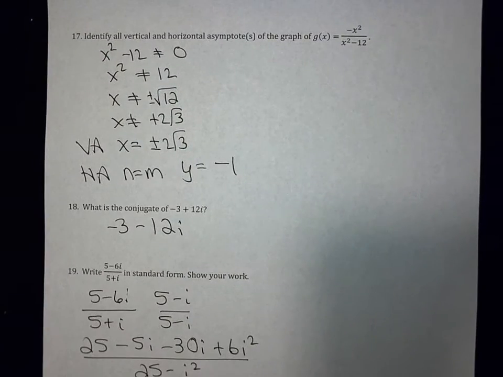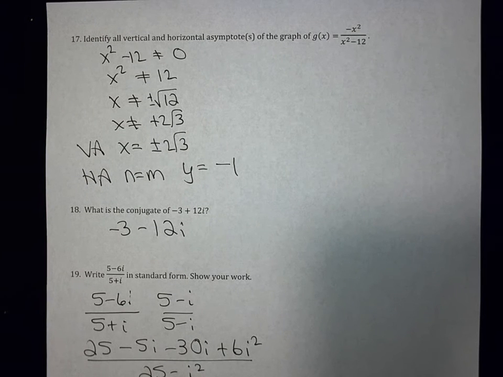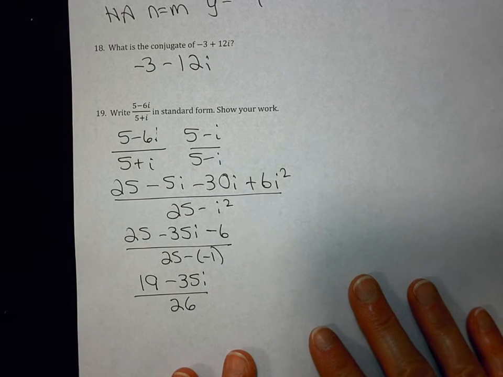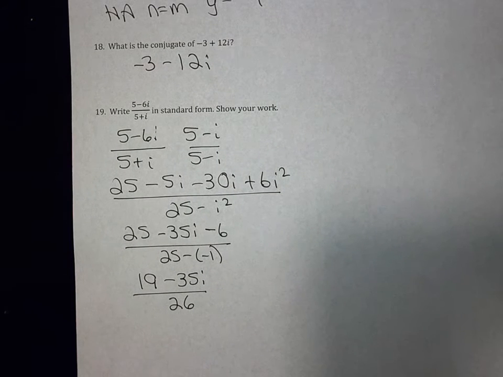Number 17, we're identifying the asymptotes again. So we solve the denominator for the vertical asymptotes. In this case, you'd probably make it into x is equal to a decimal number because you need to graph the asymptote. And then again, our exponents were the same, so the horizontal asymptote is the leading coefficients, or negative 1 over 1. So a horizontal asymptote is y is equal to negative 1. Conjugate, you just change the second part, so negative 3 minus 12i.